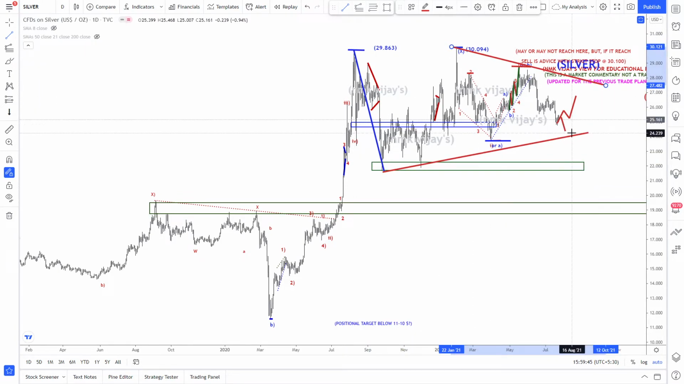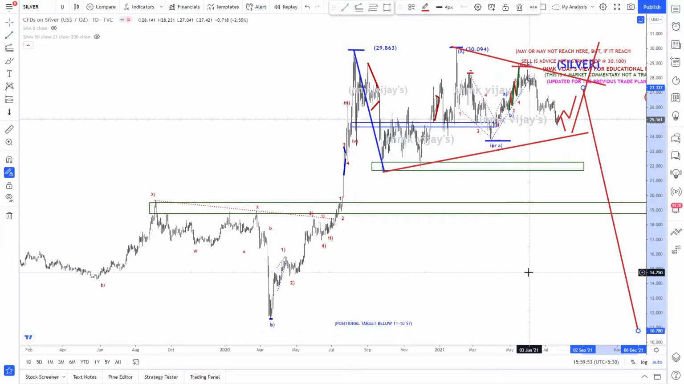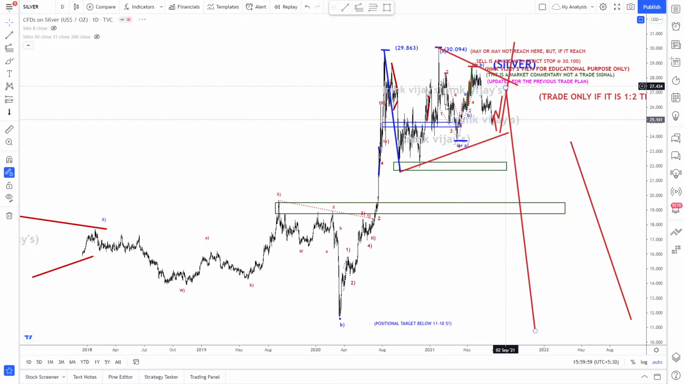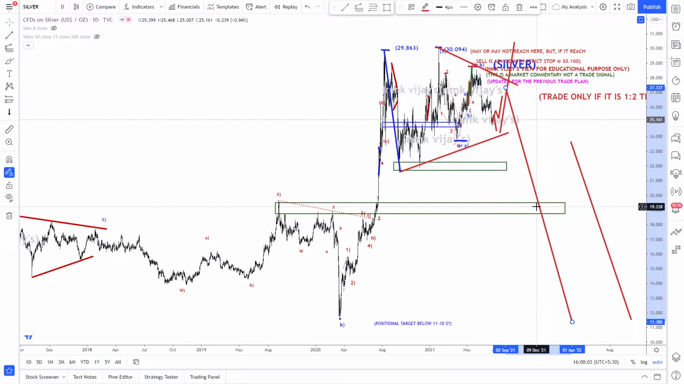So whether it is going to break here, but my bias is if it reaches this zone, the 19 zone, I will be on the buy side. If it goes to 11 also, I will be on the buy side. I'm not worrying about this 19 and 11 also, but I won't be on the sell side. I want to be on the buy side, whether it reaches the $19 or if it breaks this also.